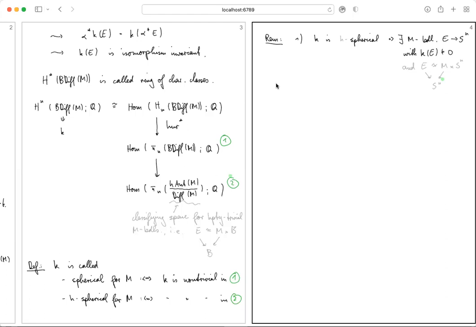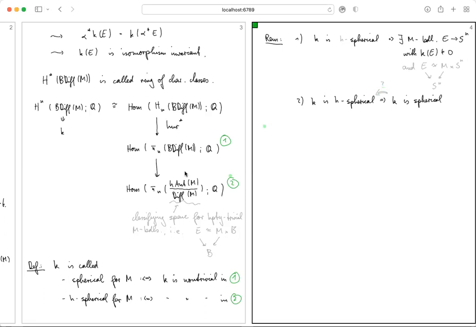Okay, so this is the first remark I wanted to make, and the second is kind of obvious: K being H spherical implies K being spherical. Which is obvious because if it has survived down here, it has to survive before. But the other way is not clear. Something could be non-trivial in here and be in the kernel of this map. So this is something that's possible.